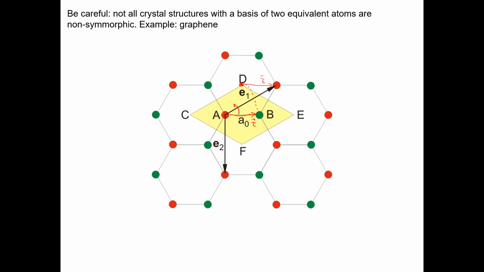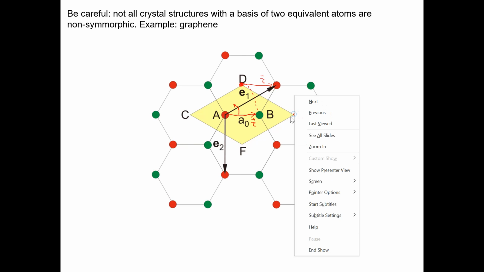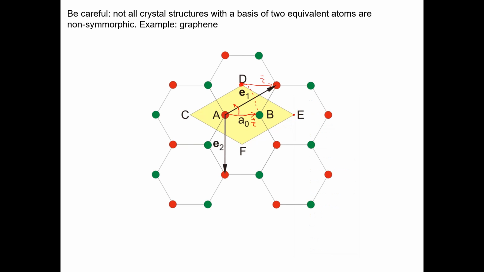If you choose your origin, for instance, at the center of a hexagon, it could also be the middle of a bond, but it's more common to use the center of the hexagon, then you can see clearly that you can take sublattice A to sublattice B using simply a 2 pi over 6 rotation without any translation. Okay? So actually, graphene is not a non-symmorphic structure.